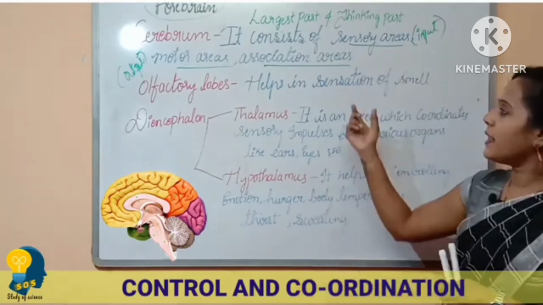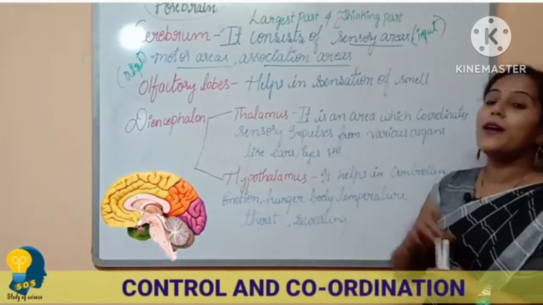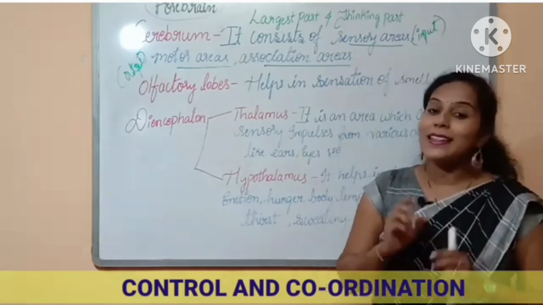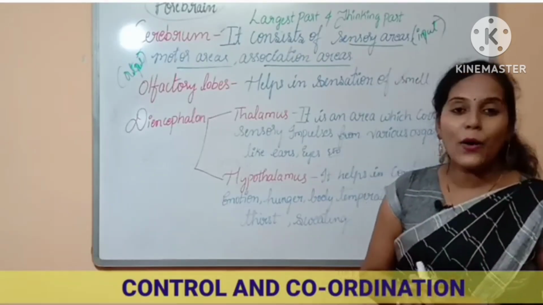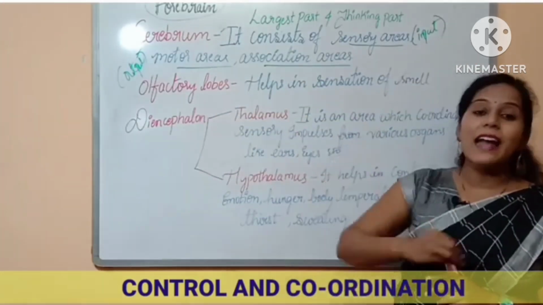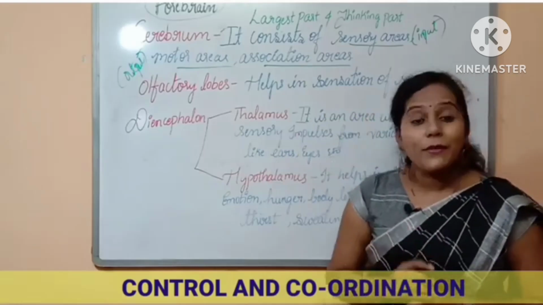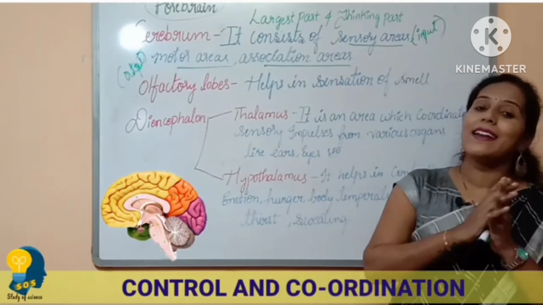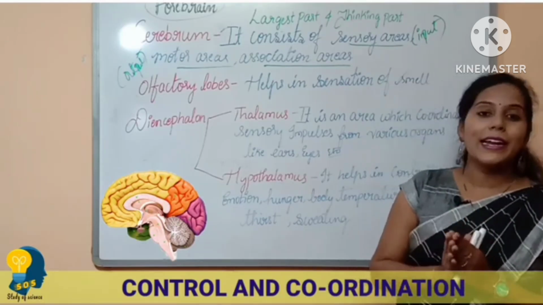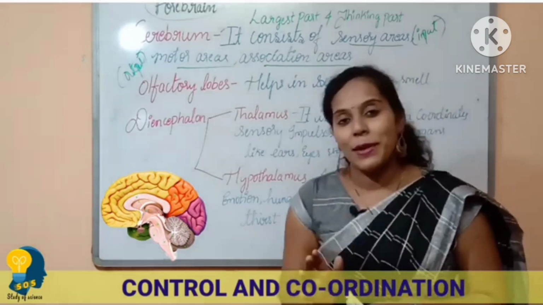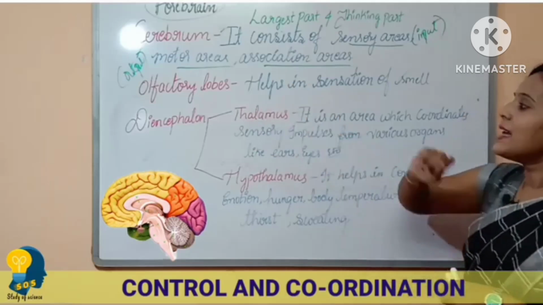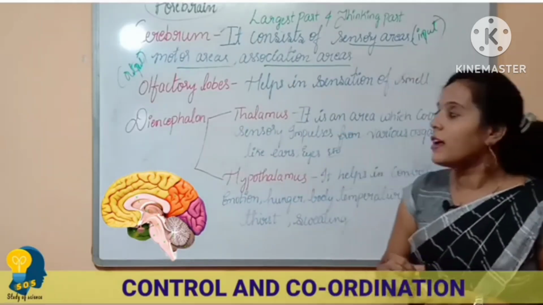Clear? So let us move towards the second part of the forebrain, that is the olfactory lobes. Olfactory lobes help in sensing smell. The smells are already registered in our brain, and they are recognized by the olfactory lobes. When I say olfactory lobes, remember they are just related to the sensation of smell. Okay, clear? Now let us move towards the third part of the forebrain, that is the diencephalon.